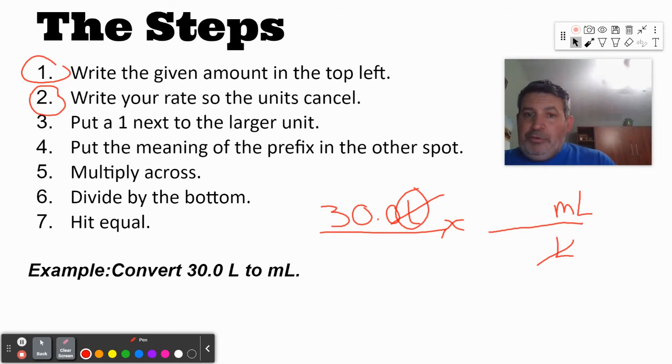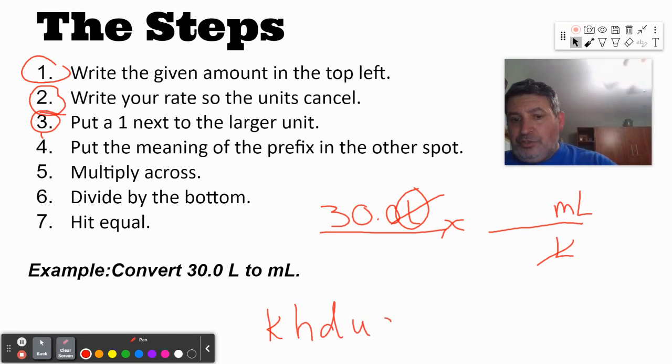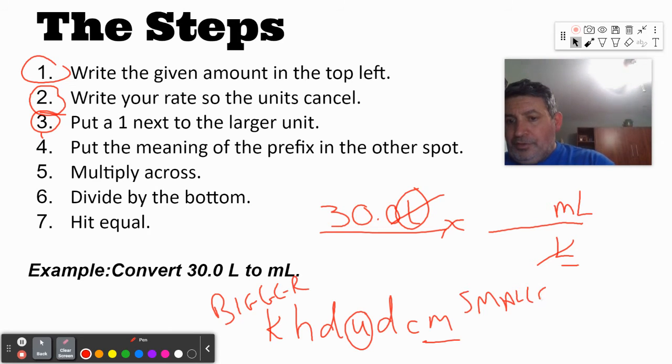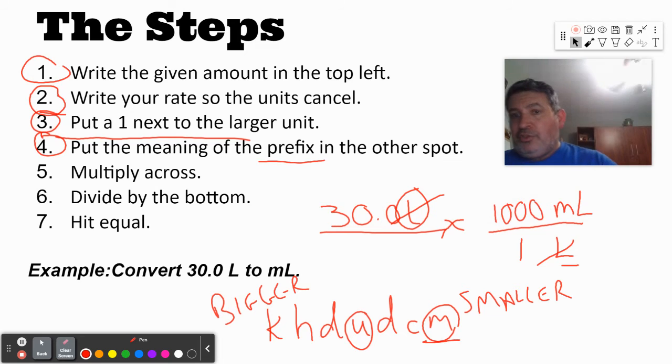Okay. So my next move is to put a 1 next to the larger unit. Well, looking at King Henry, we have King Henry died unusually drinking chocolate milk. Milli is here. The base unit liter is here. This is the bigger side. These guys are smaller. So liter is bigger than milliliter. So I put a 1, like it says here, put a 1 next to the larger unit. Step 4 says put the meaning of the prefix in the other spot. Well, I know milli from memory means 1,000. It's 1,000 times smaller, so I just put the 1,000 there.